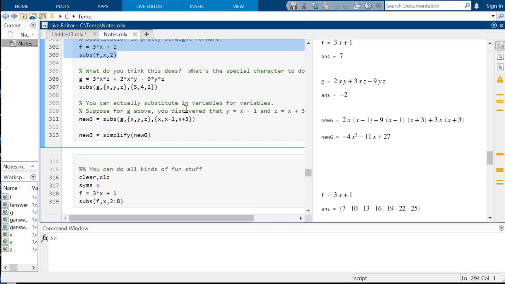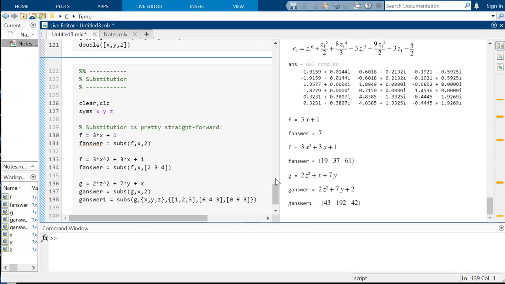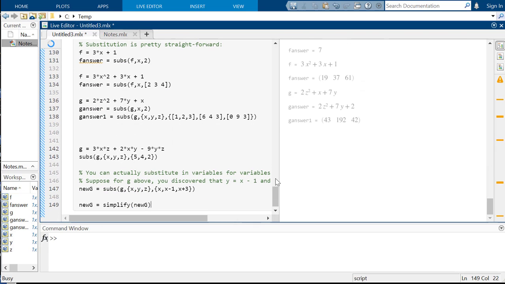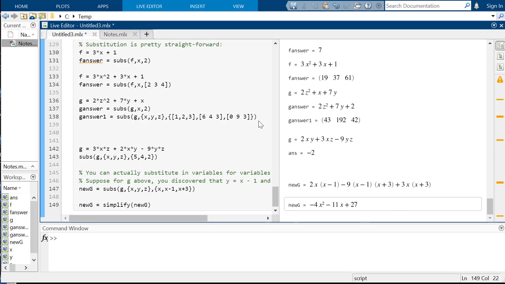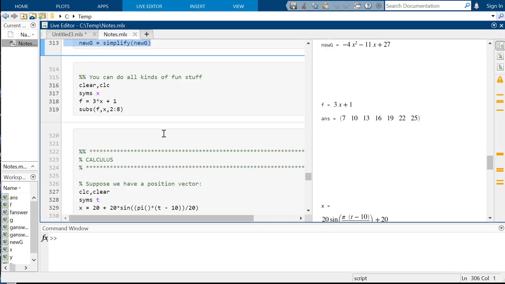Okay, let's see what else we can talk about. What did I want to do here? Simplify. I wonder what that did. Sometimes I do stuff and then I forget why I did it. Simplify. I can simplify answers. Oh, okay. I understand what I was doing now. Yay. Okay. So you can do all kinds of fun stuff.